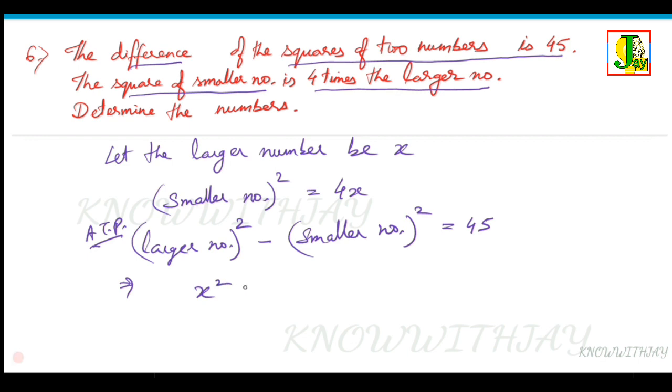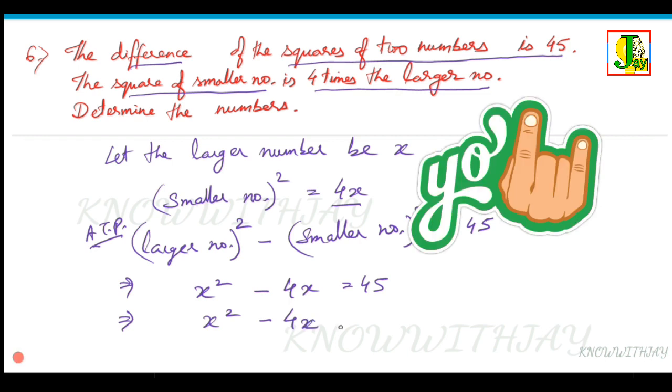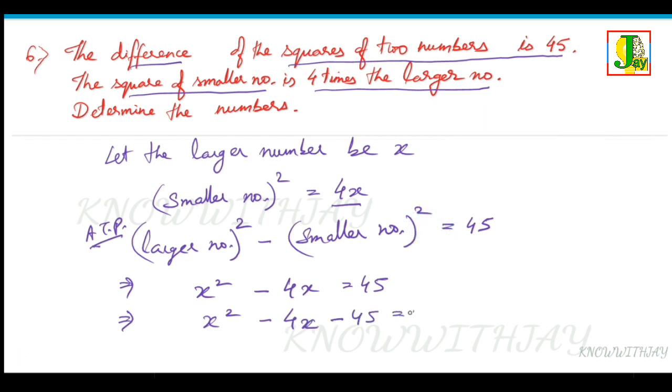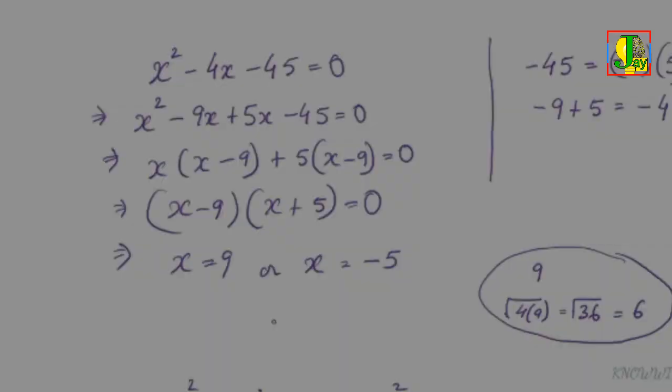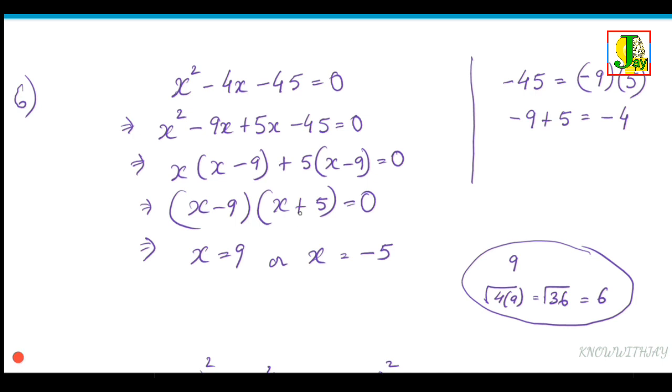That implies we have larger number x square minus smaller number square, which is 4x. So x square minus 4x equals 45. Now we have found the required quadratic equation: x square minus 4x minus 45 equals 0. This is the solution. So after solving it, you get x equals 9 or x equals minus 5.